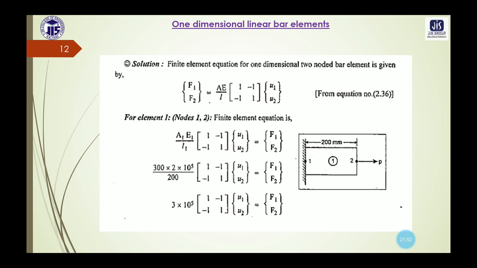The equation is the column matrix of F1, F2, equals AE by L multiplied by a symmetric matrix, and multiplication of the column matrix of U1 and U2. Now for element 1, corresponding to node 1 and 2, you can write the finite element equation as A1E1 by L1 multiplied by a symmetric matrix, then multiplied by the column matrix of U1 and U2. This is equal to the column matrix of F1 and F2. Now if we put the values of area, Young's modulus and the length in this numerical, then we will get the equation like this, the last line of this slide.